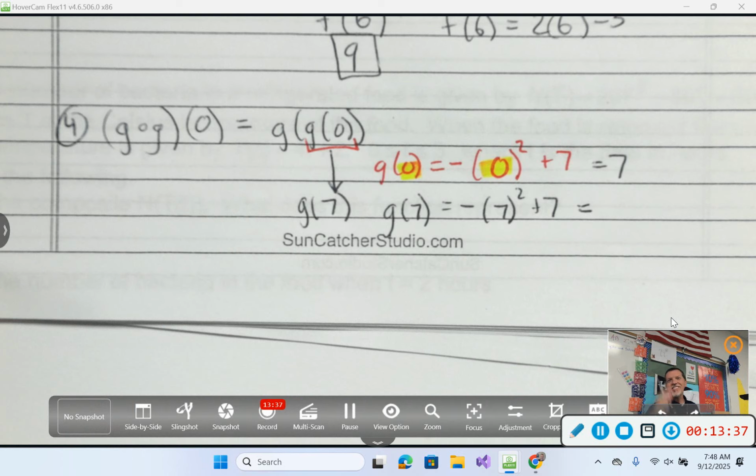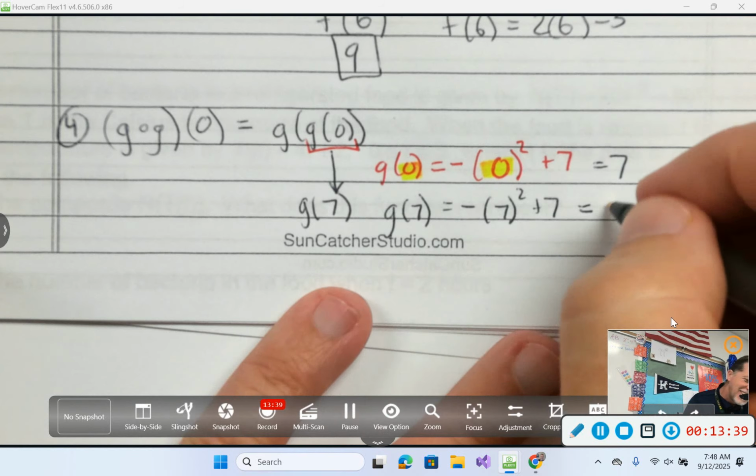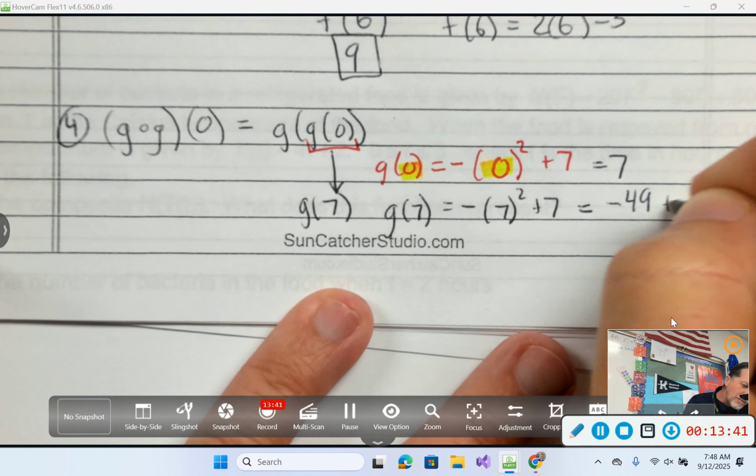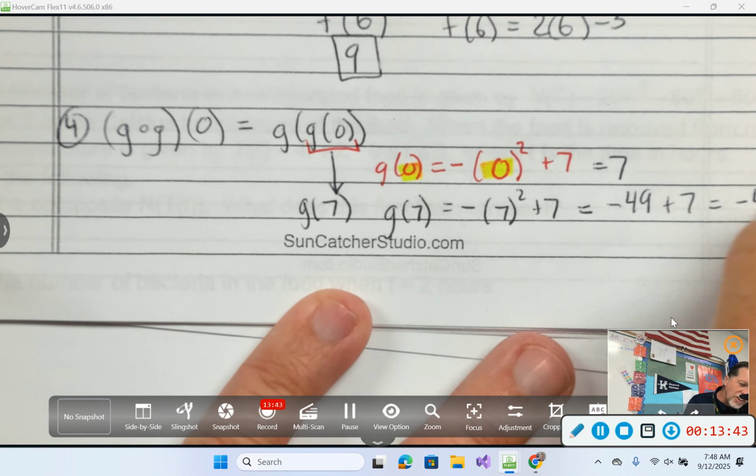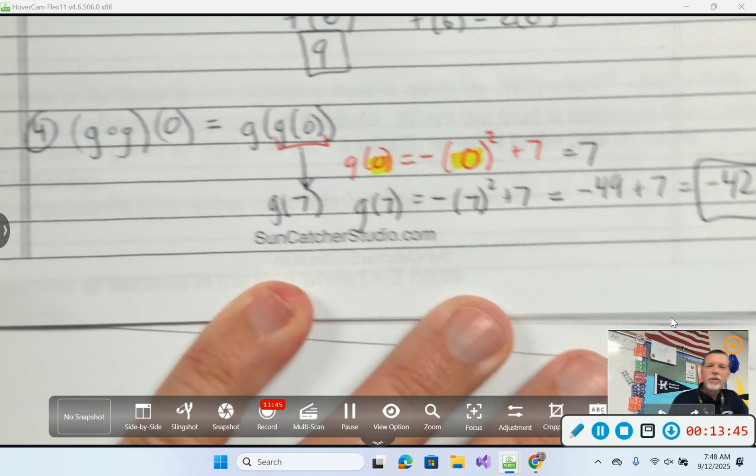So yes, 7 times 7 is 49. And negative 49 plus 7, oh good, I heard this answer from somebody, negative 42.